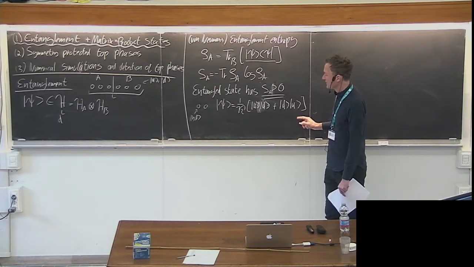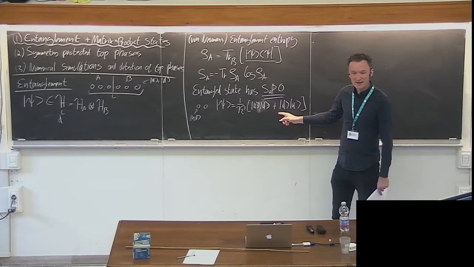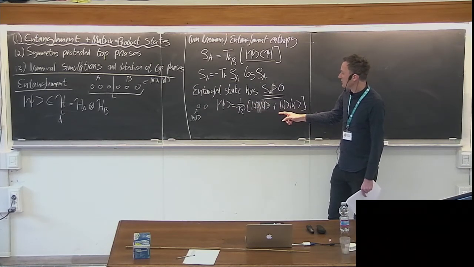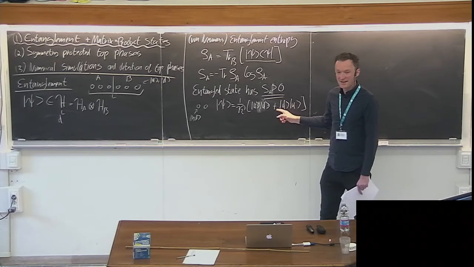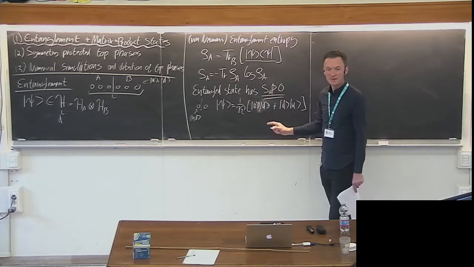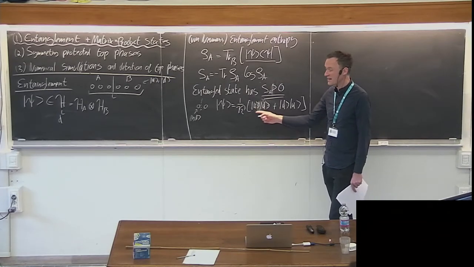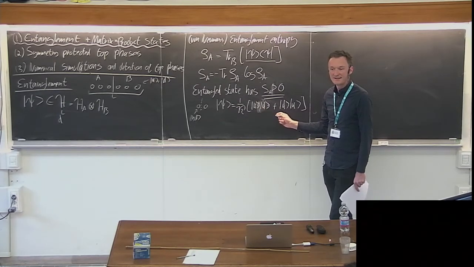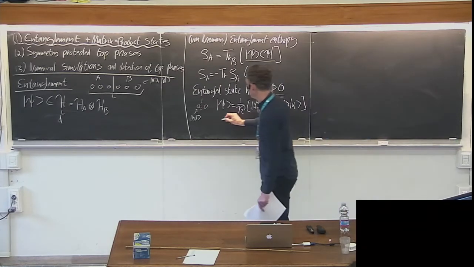Everyone sees that this is an entangled state, and would someone know what the entanglement entropy would be for a bipartition of the system into a left and a right spin? Right, so the entanglement entropy is log 2.